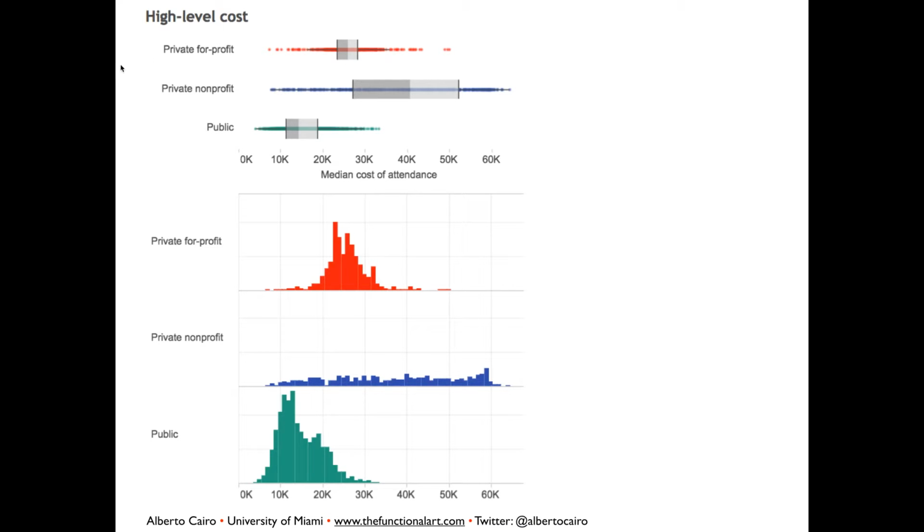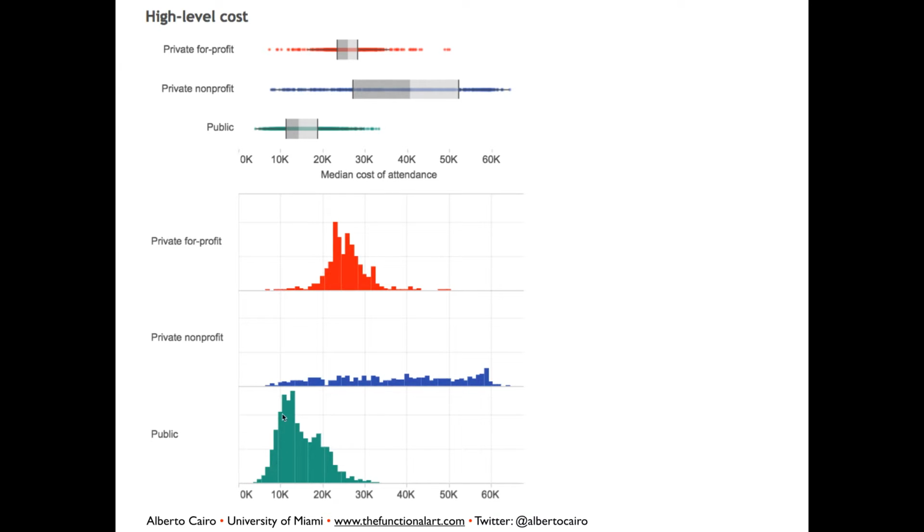He divided the data up into these categories: private for-profit institutions, private non-profit, and then public institutions. And then he explored the range of the costs, and also the shape of the data. And he did it first using histograms. This is called a histogram in the literature of visualization. Now, what is a histogram?